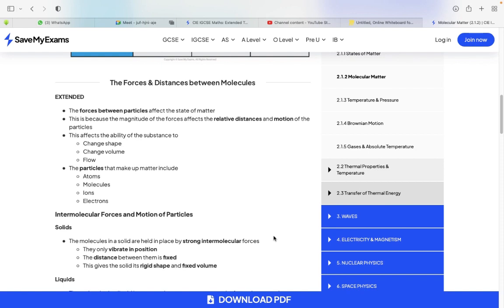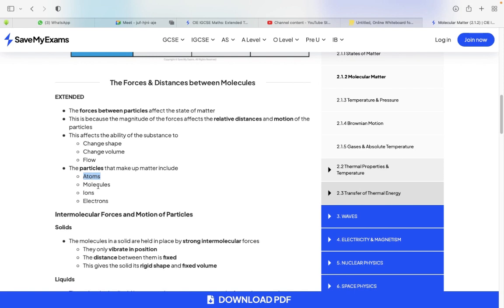Now the particles that make up matter include atoms. I told you we can use them interchangeably. I can be using atoms, molecules. These are particles. In general terms we use particles, but in more specific terms we use the names atoms, molecules, ions, and electrons. So every matter contains these kinds of particles.